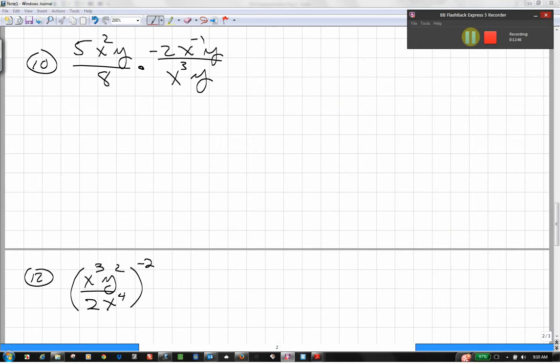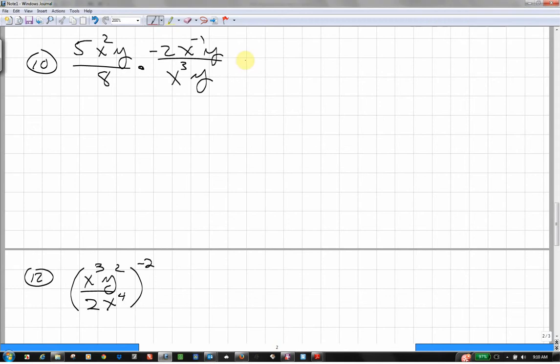Okay, the next one, I'm going to multiply the numerators across, simplifying as I go. So what I'm going to have is 5 times a negative 2. That's going to be equal to a negative 10. I have an x squared and an x to the minus 1. Those exponents will add, so 2 minus 1 is going to be x with an exponent of 1.